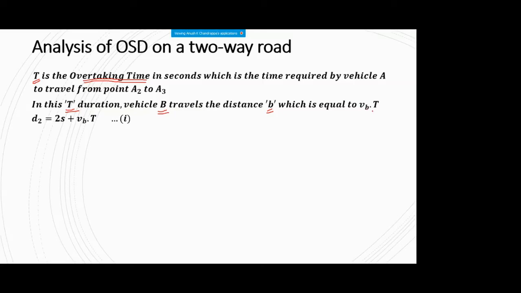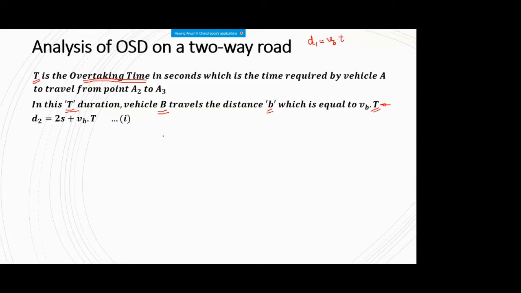But now here, for the T we have taken the capital T, whereas in the formula for D1, we had taken VB into small t, and this small t was the reaction time, and this capital T is the overtaking time. So that's the important thing to note, understand and keep in mind.